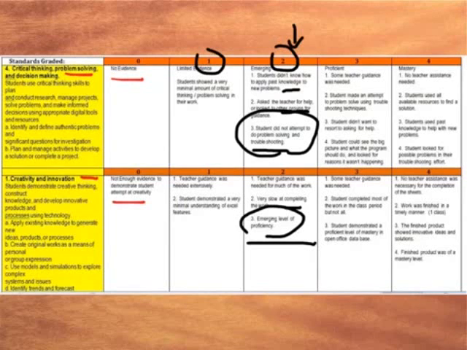Then we move into a 3, and we're all supposed to be shooting for a 3. Very little teacher guidance was needed. Great attempt at problem solving using troubleshooting techniques. Maybe look for a different way of doing it. Really didn't want to ask for help. Kind of a last resort. Hey, Mr. Dale, just give me a hand. I've been really looking. No problem. We'll work together, especially in the formative part.